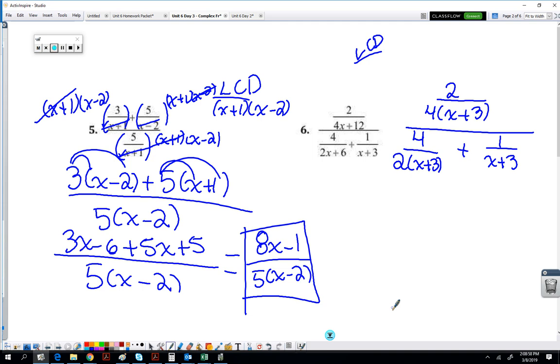Okay? I'm just going to take a look at my LCD. And I'm going to check off what they all have in common, and then figure out my numbers. So between my 4 and my 2, it's going to be a 4. So I am going to multiply every single thing by my LCD.